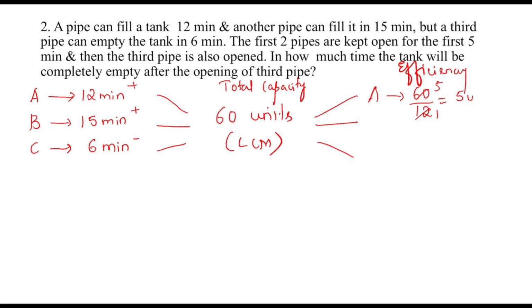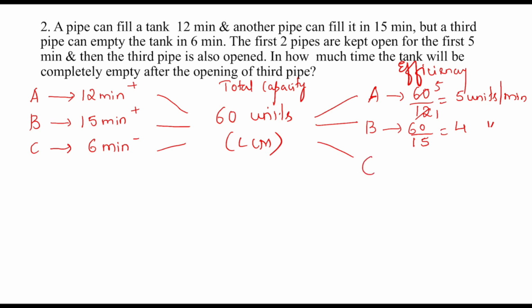So A will fill 5 units in 1 minute. Then B will fill 60 units in 15 minutes. So in 1 minute how much will it fill? 60 by 15, which is equal to 4 units per minute.